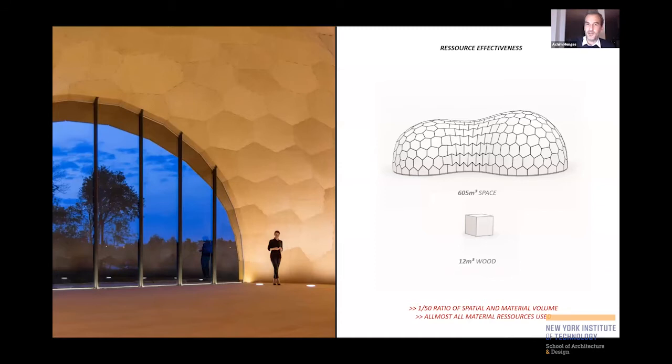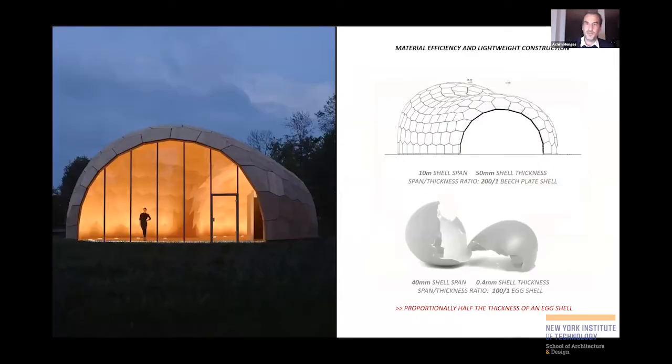And it means that you can construct this entire space, which contains more than 605 cubic meters of space, by just using 12 cubic meters of material. In other words, it is a very high level of material efficiency, very lightweight construction. If you compare it to an eggshell in relation to its span, although we're scaling up, it's actually half the thickness.